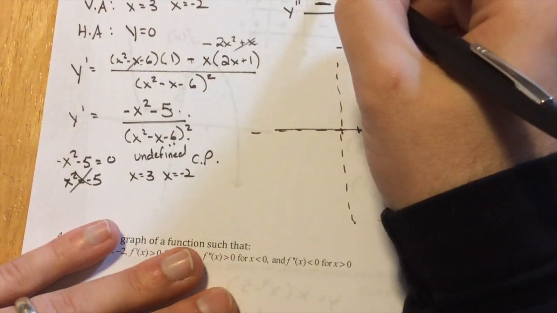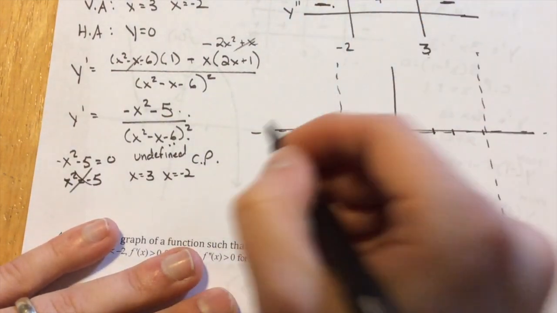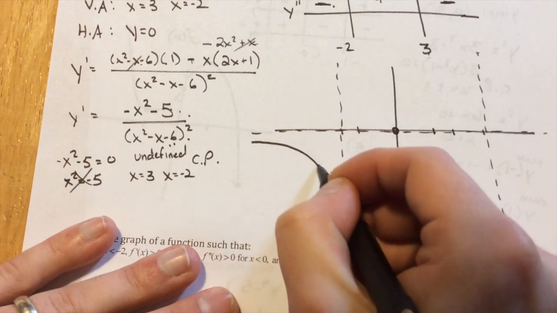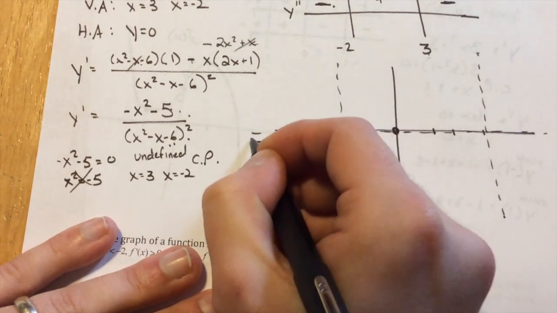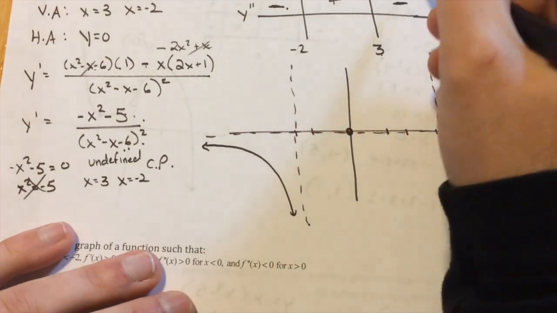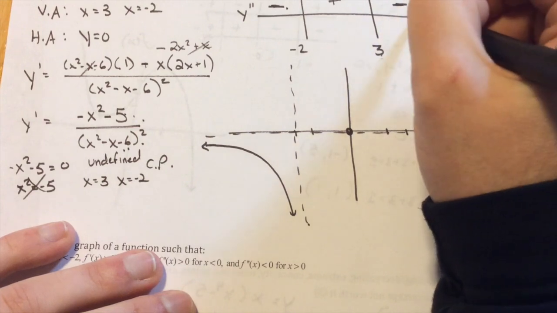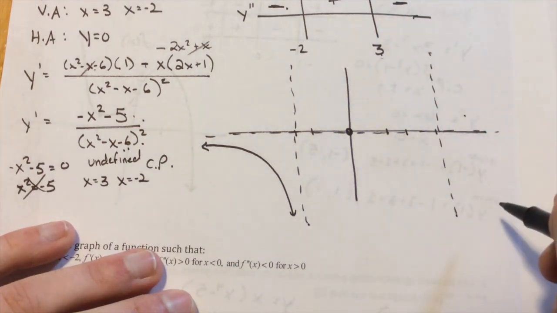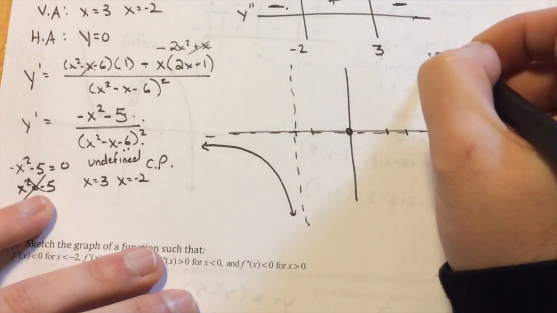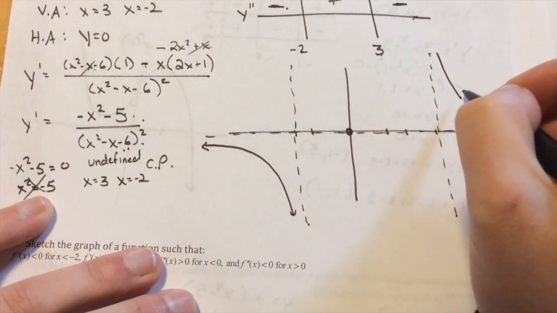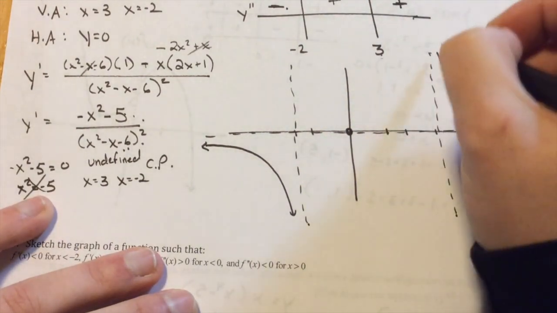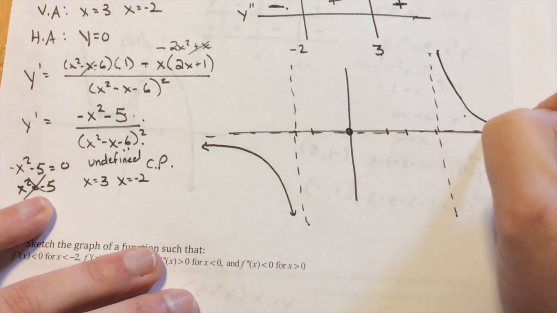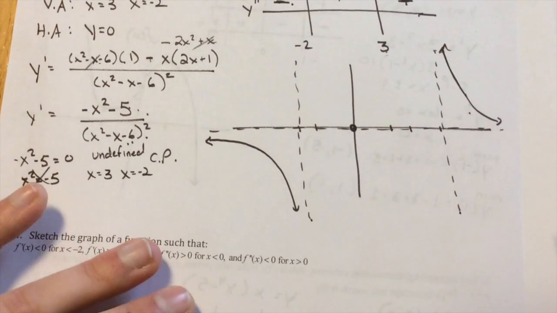I want to be decreasing concave down to the left. And I want to be decreasing concave down over here too. So what's decreasing? Sorry, this is probably concave up. Decreasing concave up over here.